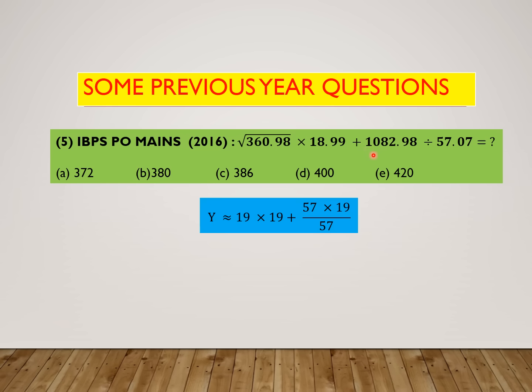1082 is divisible by 19, so we can write it as 57 into 19 divided by 57. We have approximated 57.07 to 57. Now we can solve it as y is equal to 19 into 19 is equal to 361 plus 19 is equal to 380. So our option will be option B.